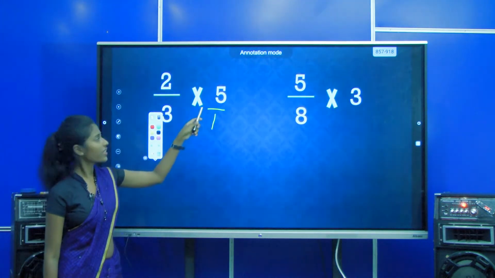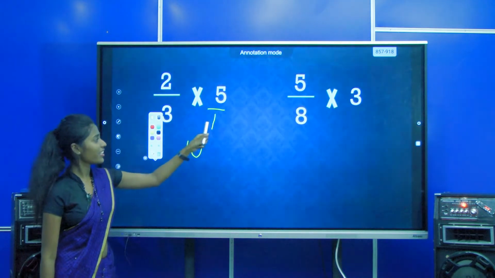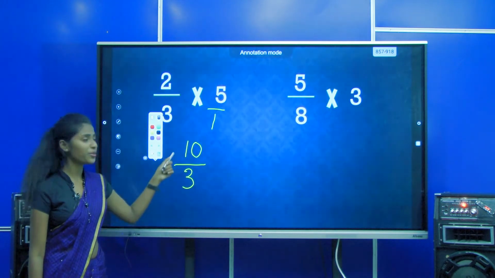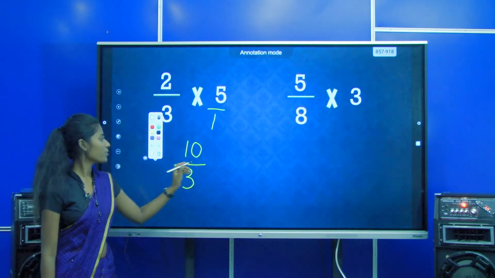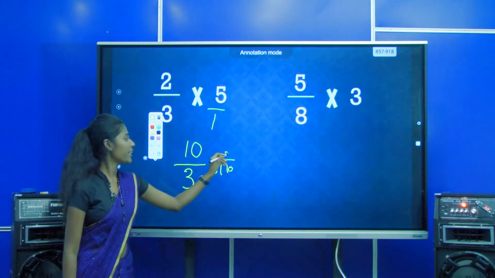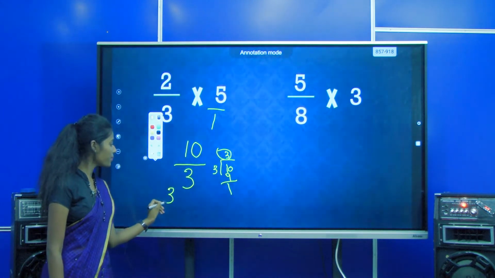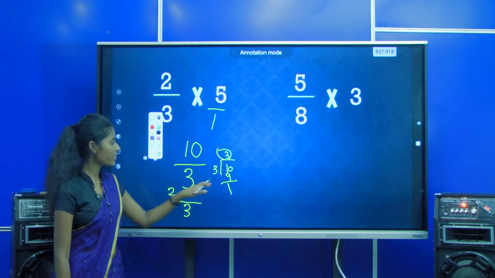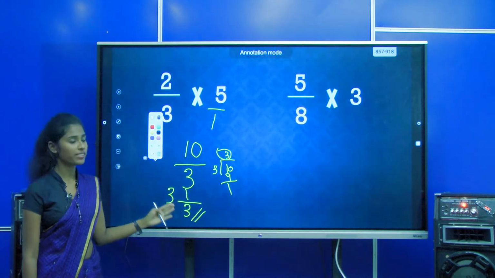Here I make it as a fraction. 2 into 5, 10. 3 into 1, 3. 10 over 3. Here you can see this one is an improper fraction. You have to convert it into a mixed number. So how can you convert? 10 divided by 3. 3 times 3, 9. 1 is remaining. So 3 is the whole number and the denominator won't change, and 1 is the numerator. This is the final answer, 3 and 1 over 3.